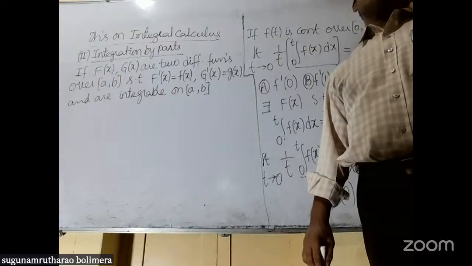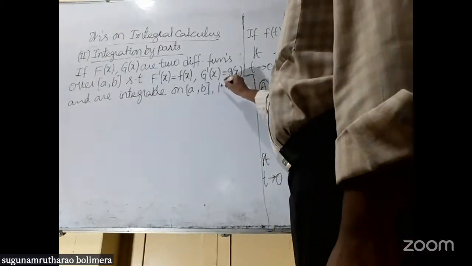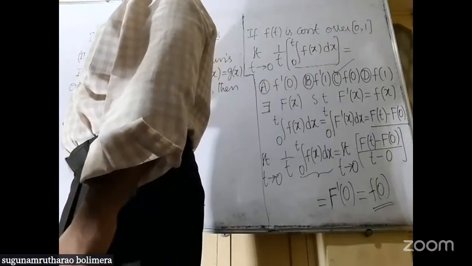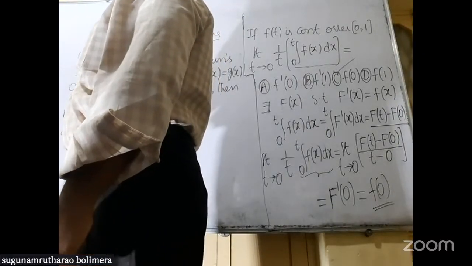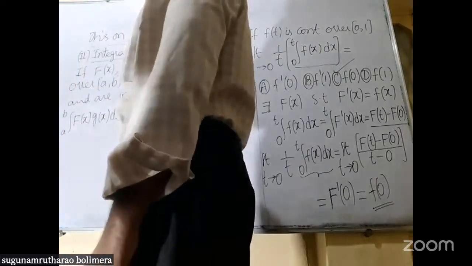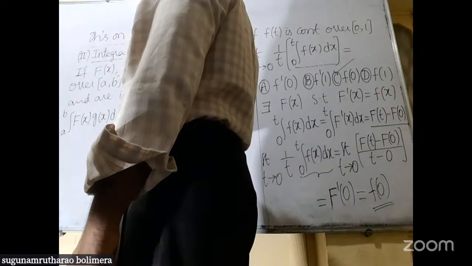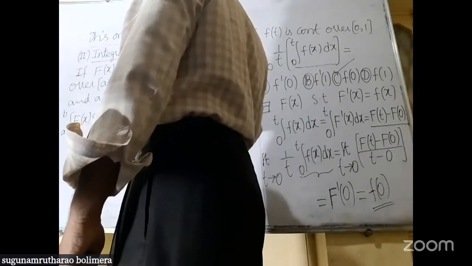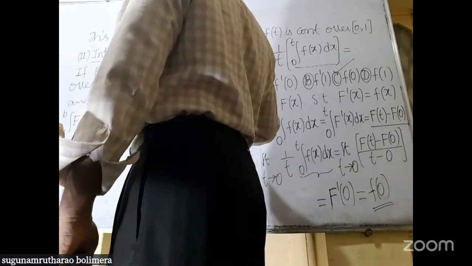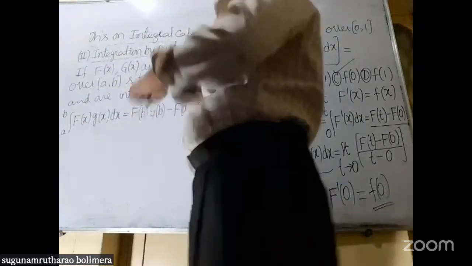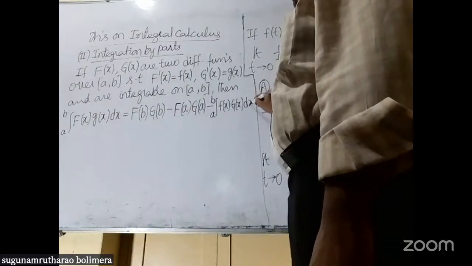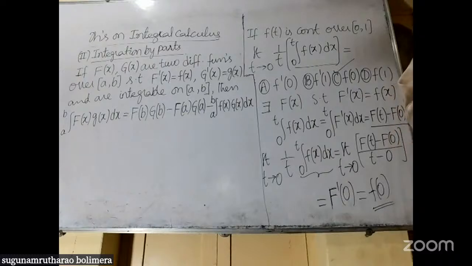and our interval is closed AB, then integral A to B capital F of x into small g of x dx is equal to capital F of B capital G of B minus capital F of A capital G of A minus integral A to B small f of x capital G of x dx.